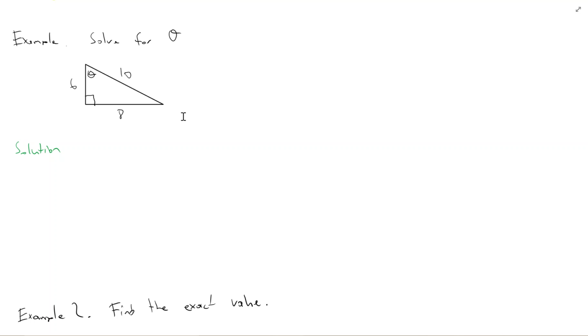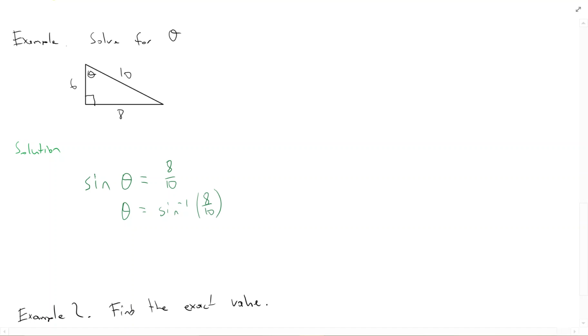Notice sine of theta is equal to opposite over hypotenuse, so 8 over 10, which I could reduce or not, it doesn't really matter, but I'll just leave it alone. So notice then theta is equal to sine inverse of 8 over 10.